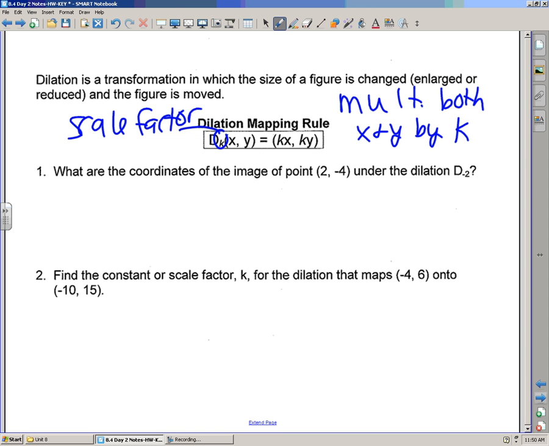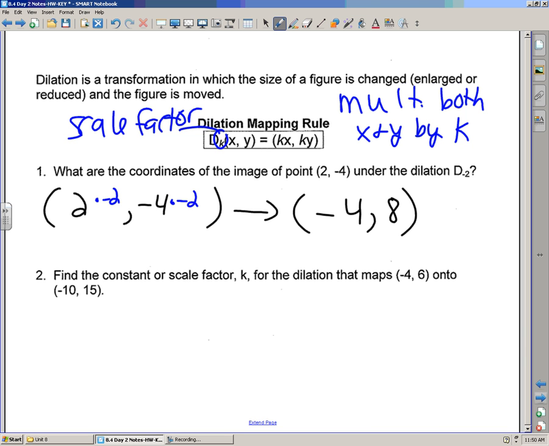So if you want to find the coordinates of 2, -4 under a dilation of -2, you take your coordinates 2, -4 and multiply them both by -2, and you end up at the ordered pair -4, +8. You don't really have to show any work. You can just do it.